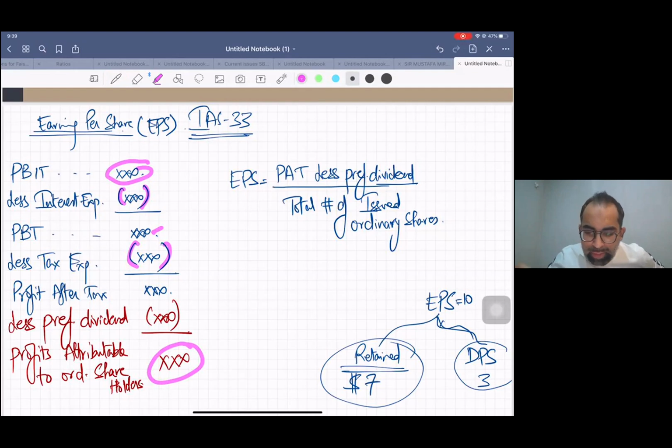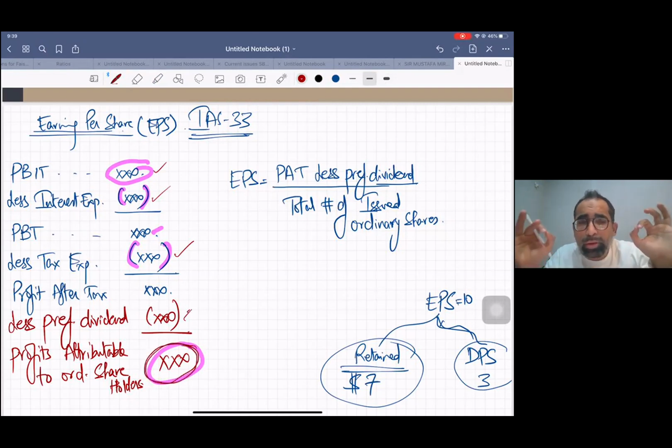Why? Because in PBIT we have already deducted all operating expenses. After PBIT, we have deducted interest and we have deducted tax. And if there is any preference dividend, we have deducted that as well. So this is the profit that wholly belongs to ordinary shareholders.